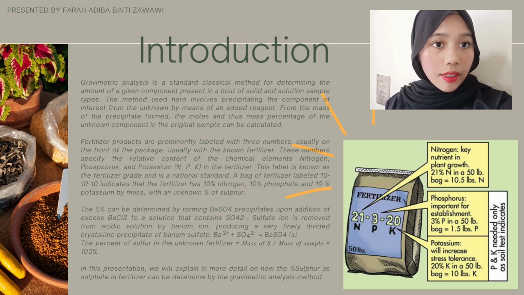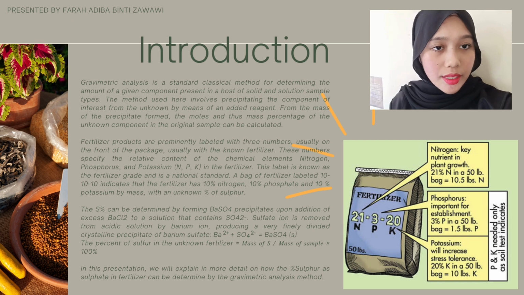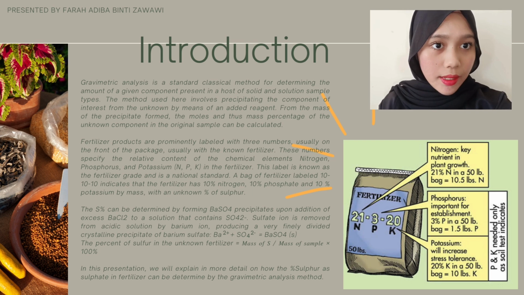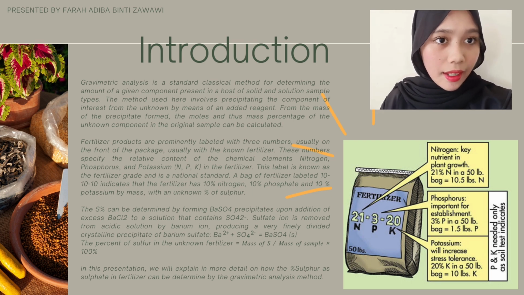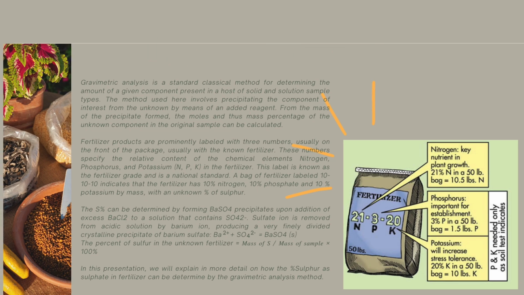If you are aware, fertilizer products are prominently labeled with three numbers, usually stated on the front of the package. These numbers specify the relative content of the chemical elements NPK, which are nitrogen, phosphorus, and potassium. Those chemical elements are found in the fertilizer, and this label is known as fertilizer grade and is a national standard. For example, a bag labeled 10, 10, 10 indicates that the fertilizer has 10% nitrogen, 10% phosphorus, and 10% potassium. So, in this presentation, we will explain how the percentage of sulfur in fertilizer can be determined through the gravimetric analysis method.